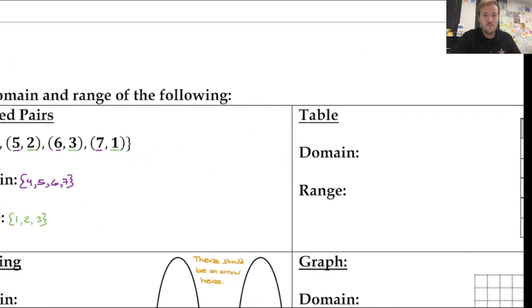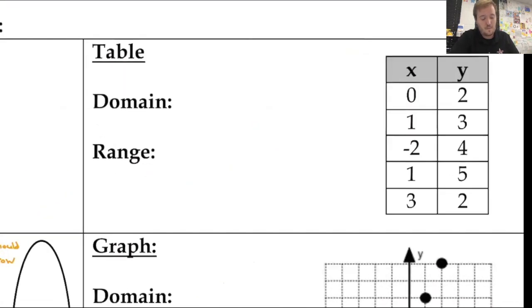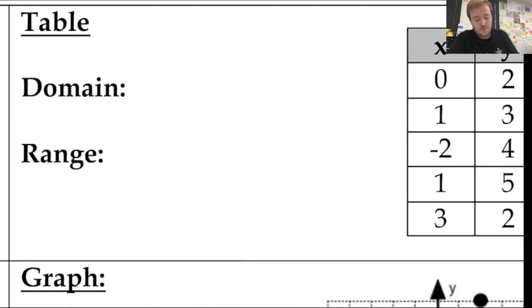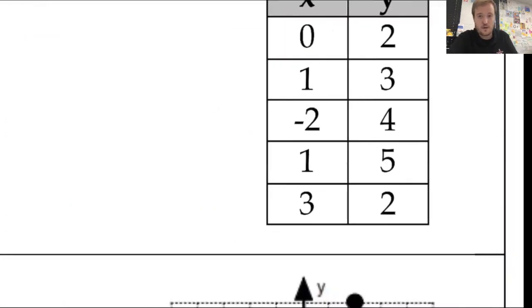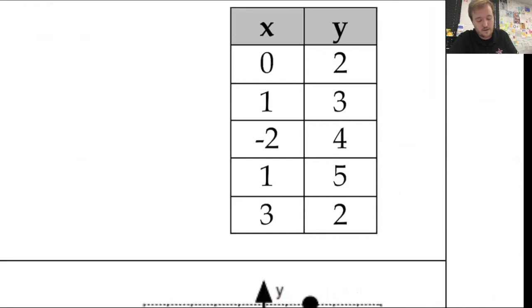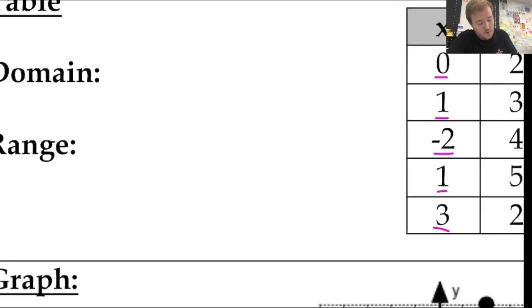All right, so now let's look at a table. For your table, once again, we're looking at domain, which is your x values. So least to greatest, no repeating values. So I'm going to open up a curly bracket. That's terrible. That is still terrible. It's less terrible, still terrible, but I'll go with it.